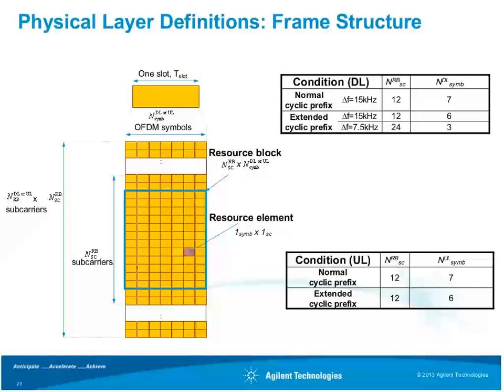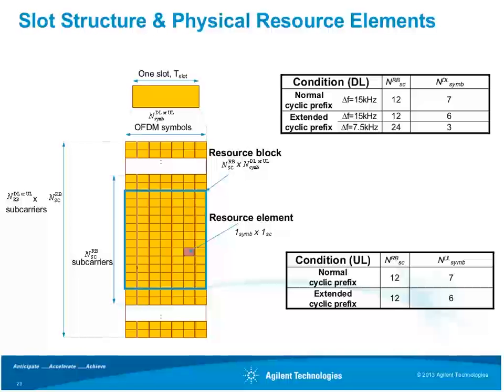So now let's look at the slot structure, or what's also called the resource grid, and this is very similar for the uplink and the downlink. First, we have here a resource element. The resource element is the smallest unit in the physical layer, and it occupies one symbol in the time domain and one subcarrier in the frequency domain.